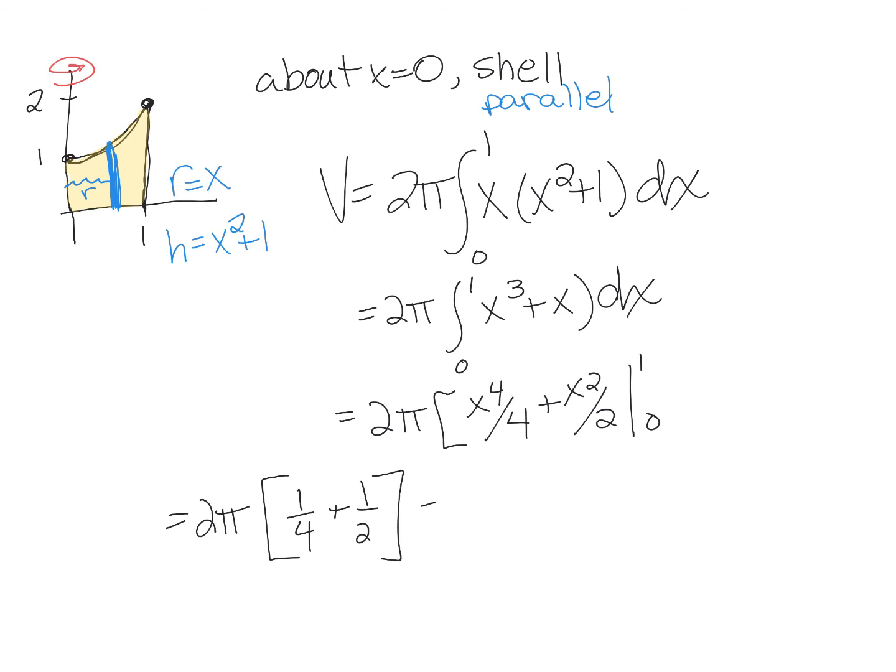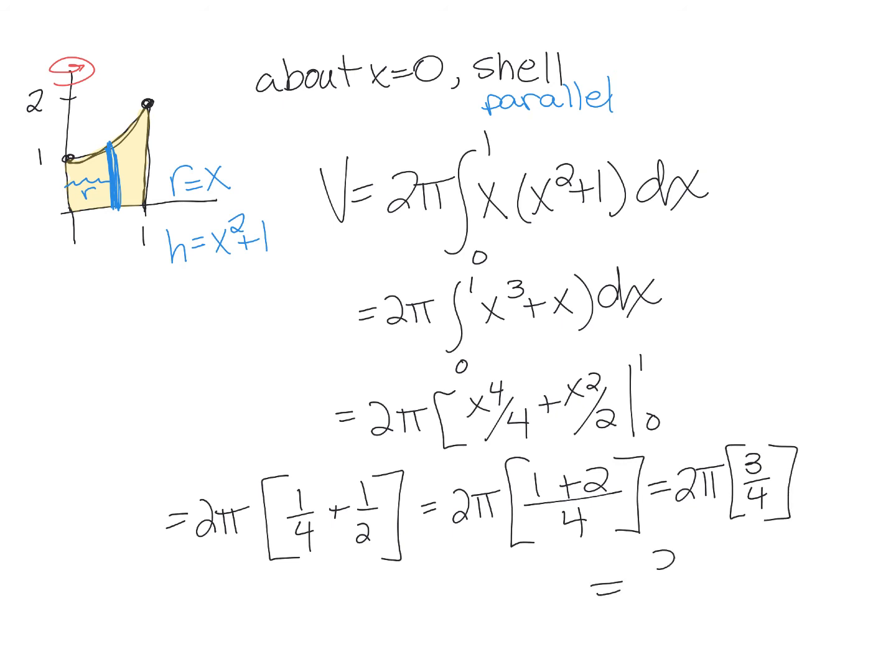Common denominator, I've got to multiply this guy by nothing and this guy by 2 over 2. So I'm going to get 1 plus 2 in the top, which is 3 over 4. And the 2 on the outside in front of the pi is going to cancel with the 4 in the denominator. And that's going to be 3 pi over 2, which is what we expected.